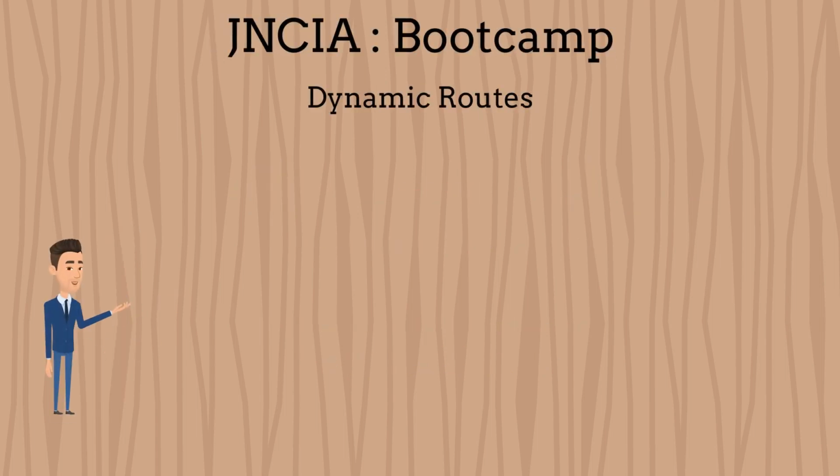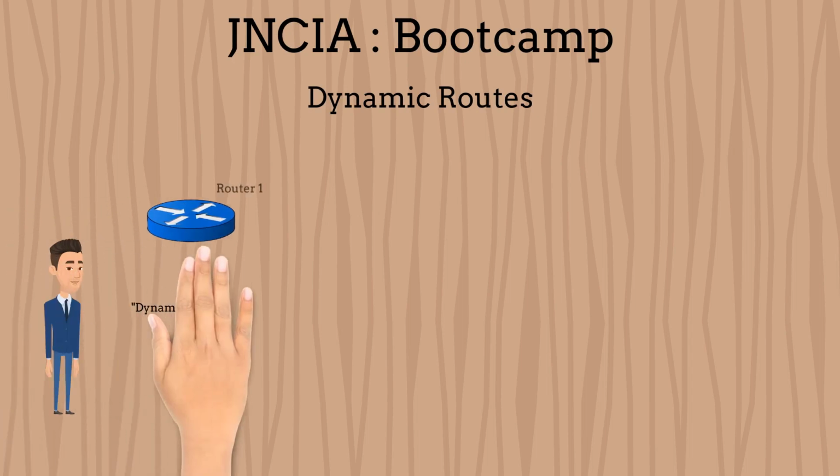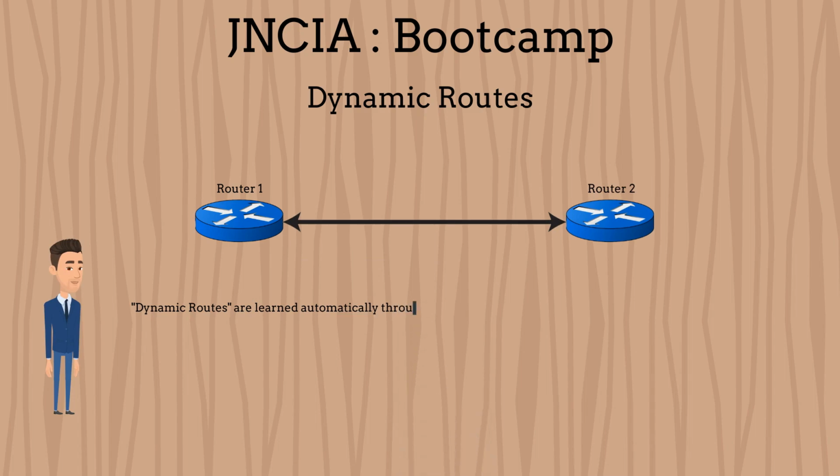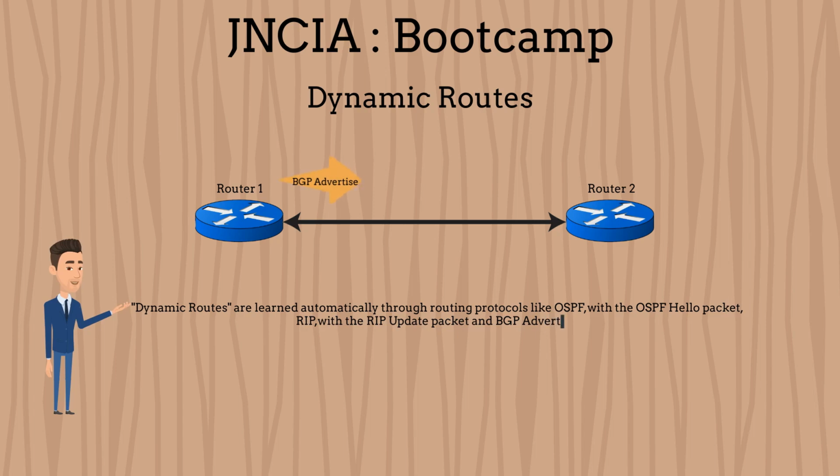Dynamic routes. Dynamic routes are learned automatically through routing protocols like OSPF with the OSPF hello packet, RIP with the RIP update packet, and BGP with the BGP advertisement. Dynamic protocols adapt to network changes and they scale better in larger environments.